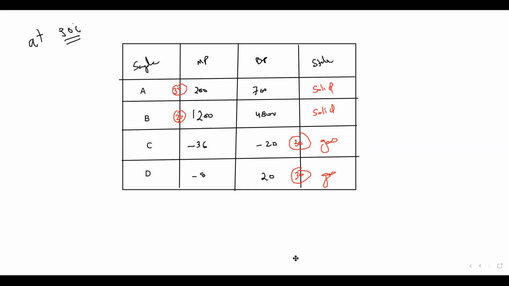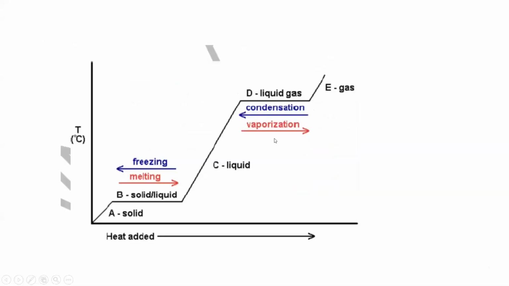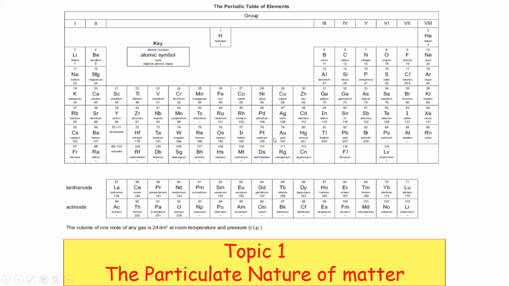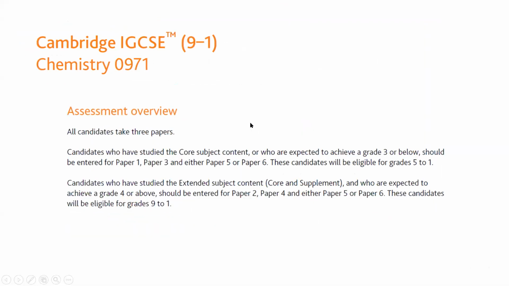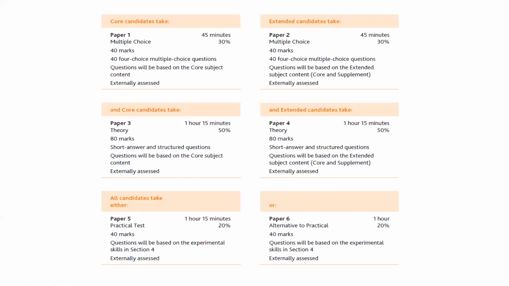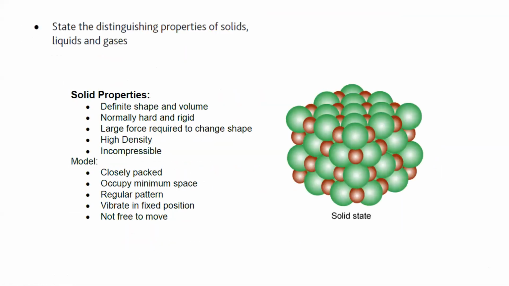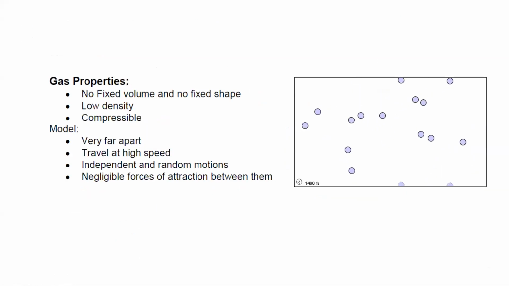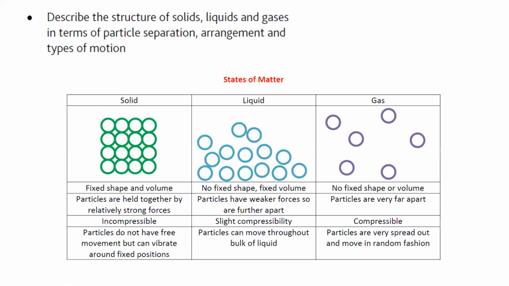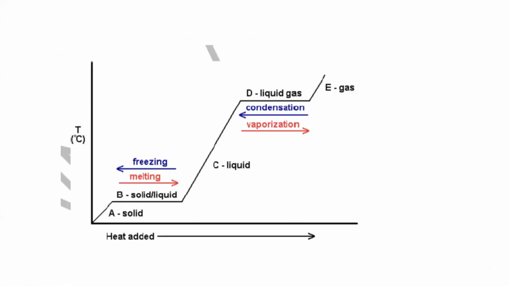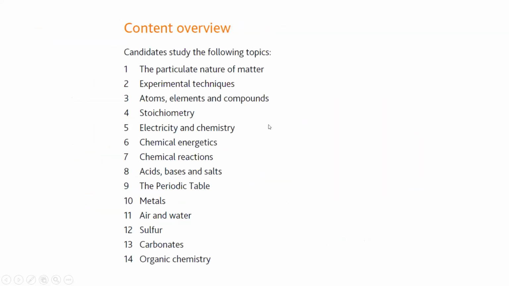So we basically discussed the first topic. We did not complete it yet, we will continue. We started with the basic paper selection 246, then the particulate nature, the properties of solid, liquid, and gas, the arrangement of the particles, the particle theory, the relation between temperature and the change in state, and how we can predict the state at a certain temperature.